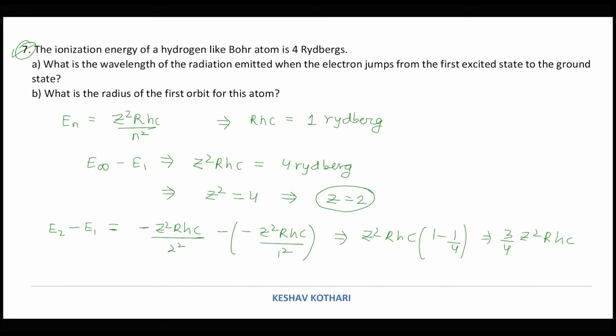So from here I can say that Z square Rhc is equal to 4 Rydberg. So Z square Rhc can be substituted as 4 Rydberg, and we will obtain the expression 3 by 4 into 4 Rydberg. So we obtain it as equivalent to 3 Rydberg. Now if this is equivalent to the wavelength lambda, I can equate this energy equal to Hc by lambda, and from here we can calculate the required wavelength, which is equal to Hc by 3 Rydberg. So this is the expression we are looking for.